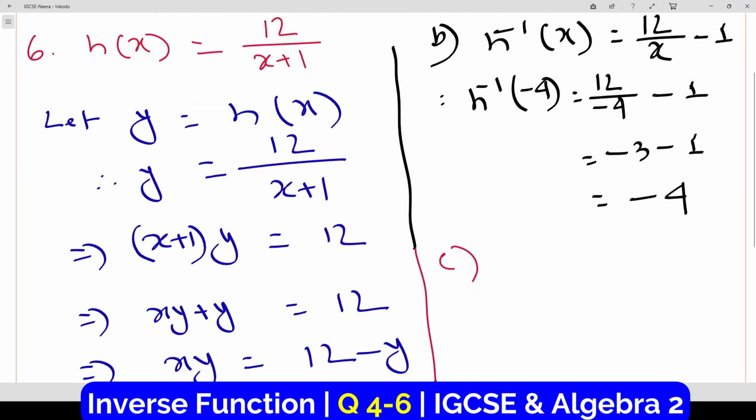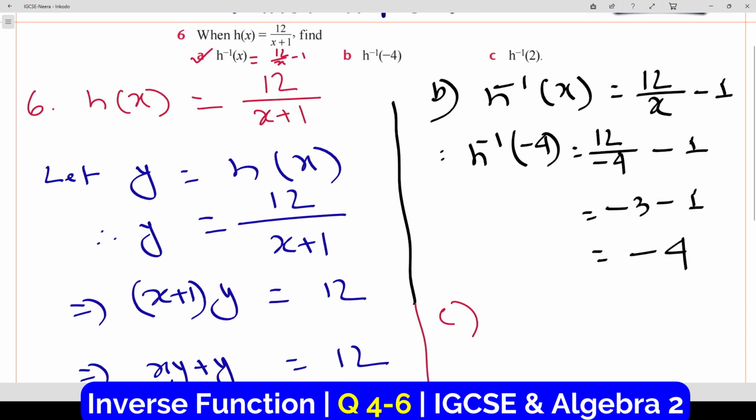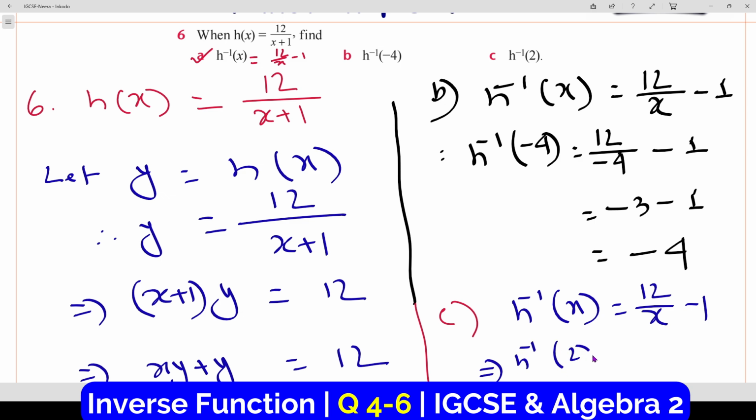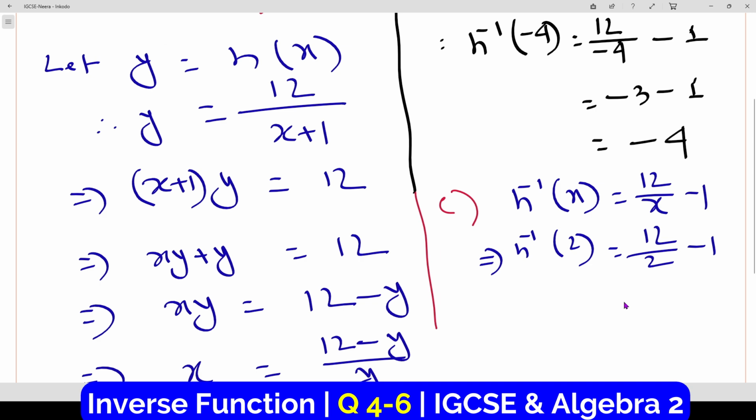Next, number C. Number C here is again h inverse of x equals 12 by x minus 1, and instead of x we have to put 2. So 12 by 2 minus 1. So 12 divided by 2 is 6, minus 1. The result is 5.